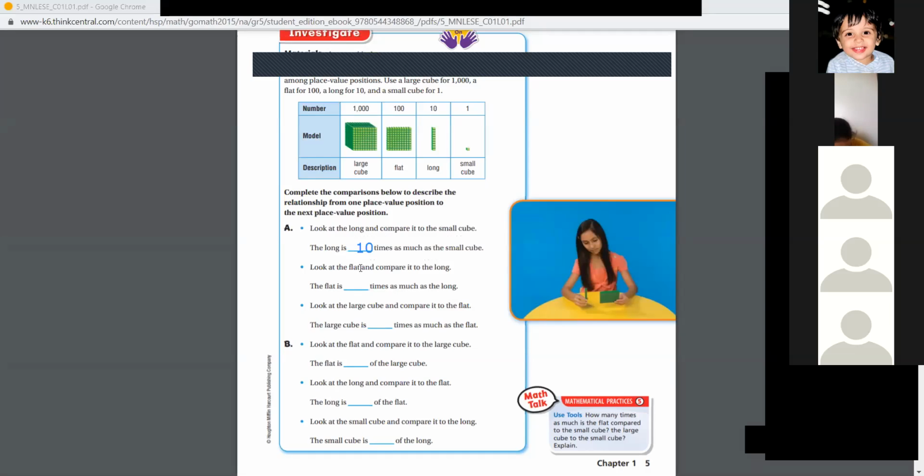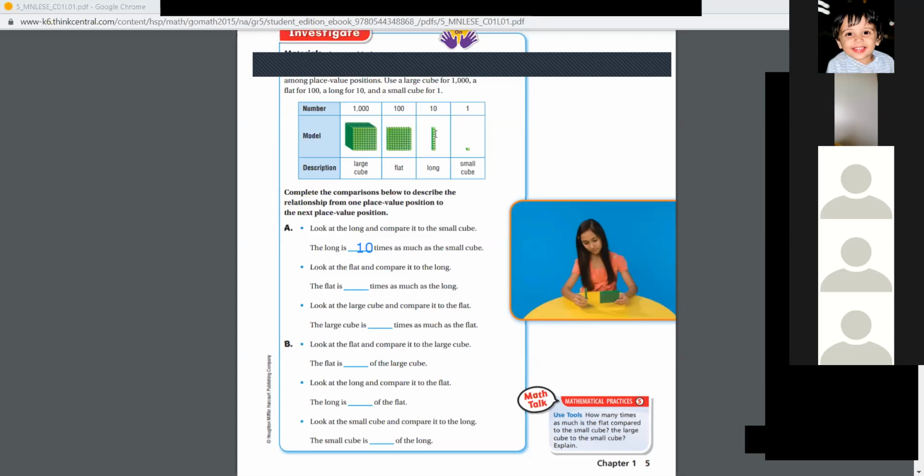Then look at the flat and compare it to the long. The flat is how many times? You have 10 blocks which make one long. How many of these longs do you need to make 100? How many times? 100 times? 10 times, not 100 times.